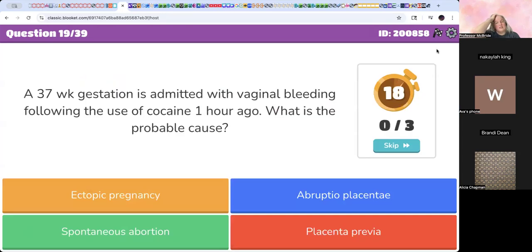A 37-week gestation is admitted with vaginal bleeding following the use of cocaine 1 hour ago. What is the probable cause of her vaginal bleeding?